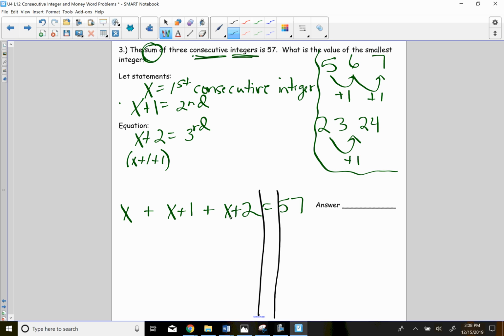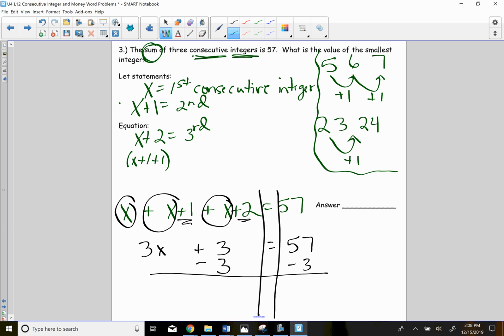So I have to combine like terms on the left here. 1x, 2 x's, there are 3 x's, and 1 and 2 makes 3. And that still equals 57. So kind of my cleanup step, combine like terms. Then I'm going to get rid of this addition of 3 by subtracting it. Okay, I want to isolate variables, so the addition goes first. So I have 3x equals 54. Then if I go back to x, I have to get rid of multiplication with division on both sides. And then 54 divided by 3, x is equal to 18.